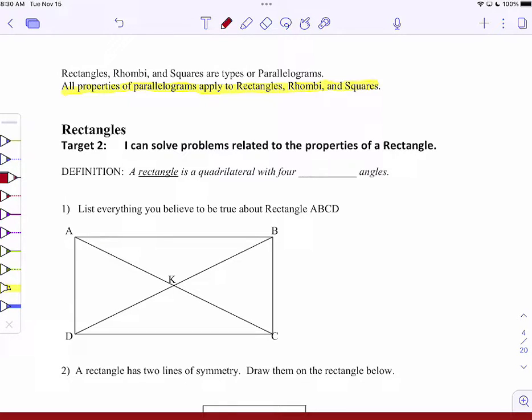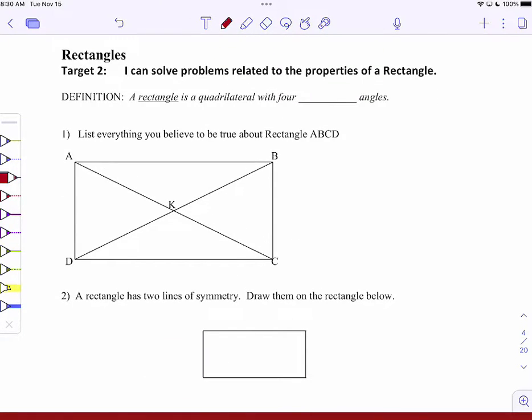The definition of a rectangle is a quadrilateral with 4 right angles. Most people know that. Hopefully it's not news to people that the 4 angles are congruent. Here it says to list everything that's true about the rectangle. So we are not going to recite the parallelogram properties, okay? Let's just say out loud some of the things, but not necessarily write them. If you want to write them, you can. We'll mark them down. So opposite sides are equal.